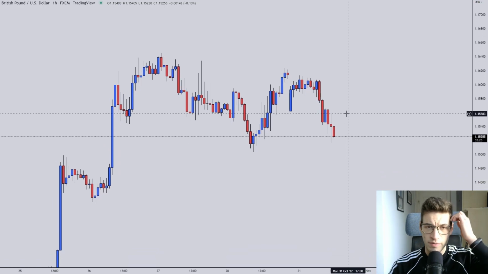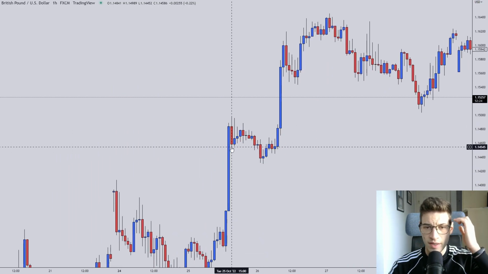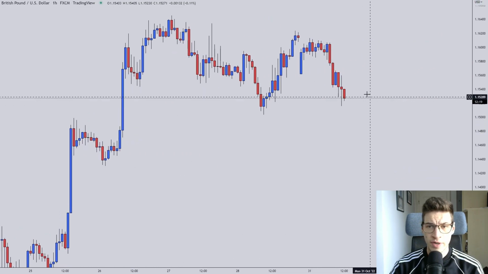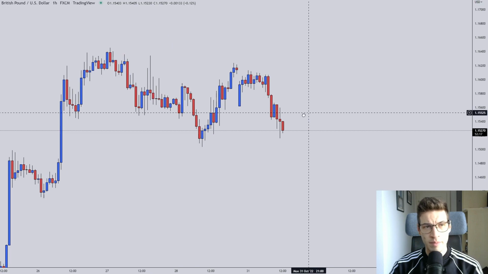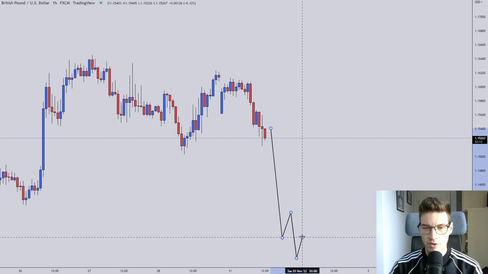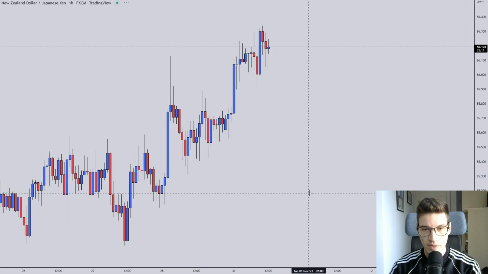Especially, I'm not taking any reversals. Even flags, they need to look perfect. So for flags, I'm also being a lot more careful. But my cream of the crop for the pound is the break and retest setup after a large impulse. That's really simple, and that's it.